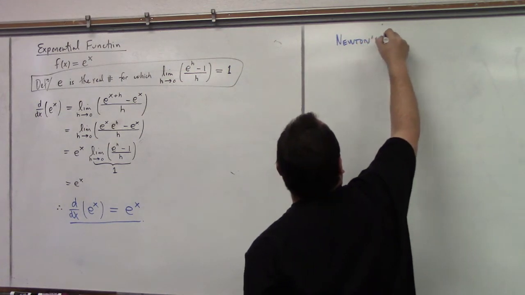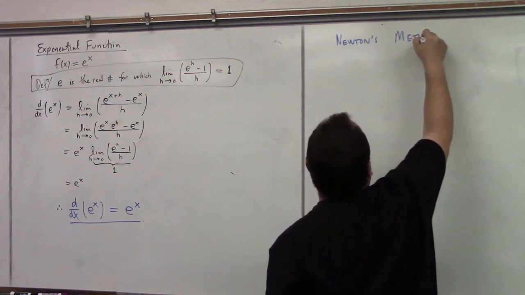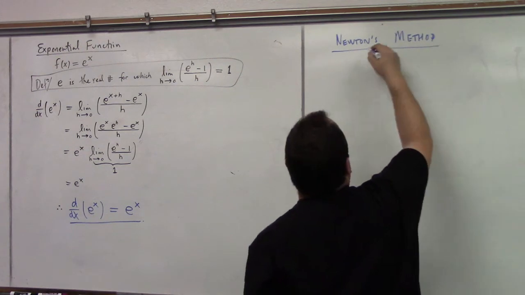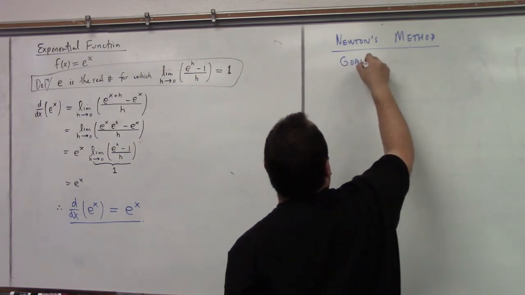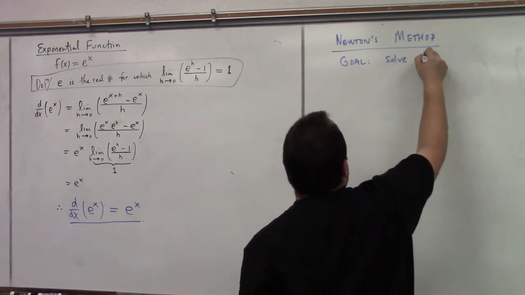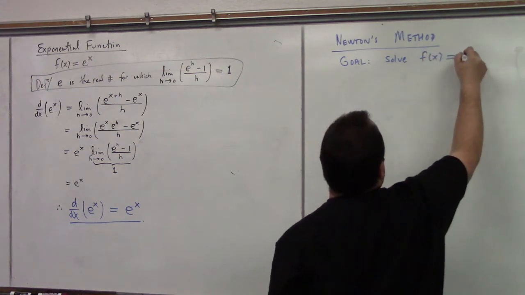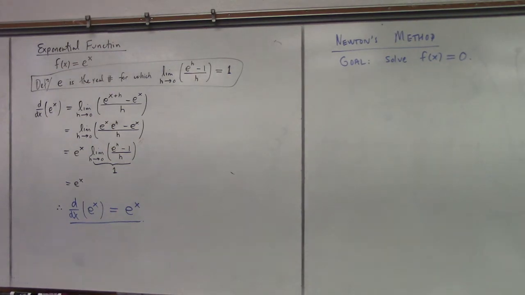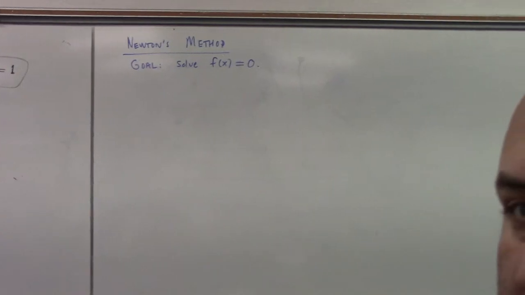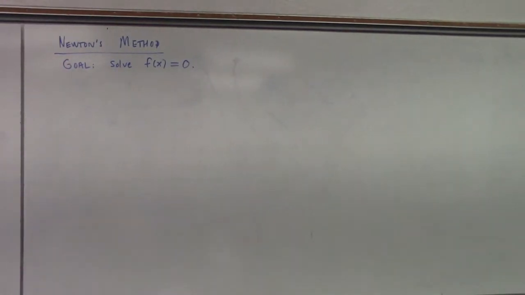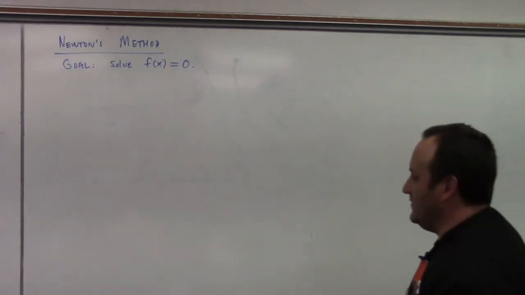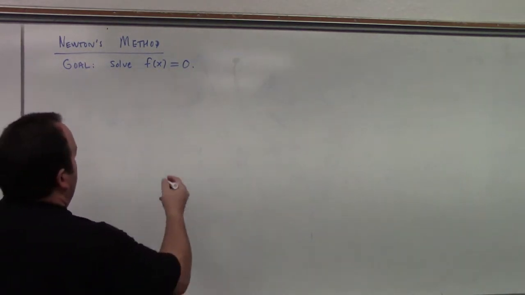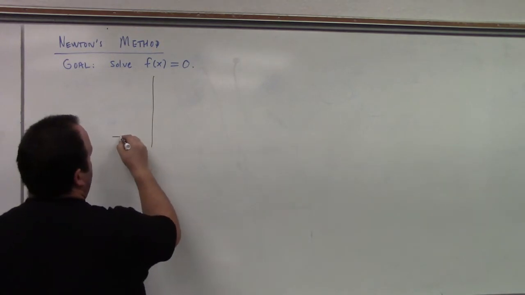All right? So the basic problem of Newton's method is, here's the goal. Solve f of x equals 0. That's the goal of Newton's method, to solve f of x equals 0. And so, in particular, we could look at this graphically. So I'm going to try to illustrate the method with a sort of heuristic picture. Something like this, let's say.